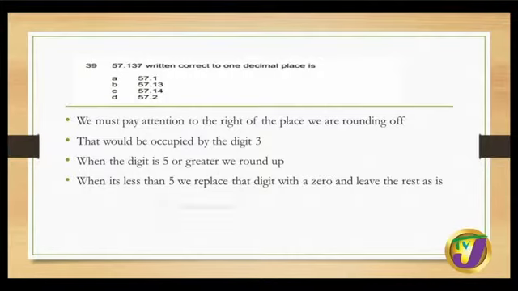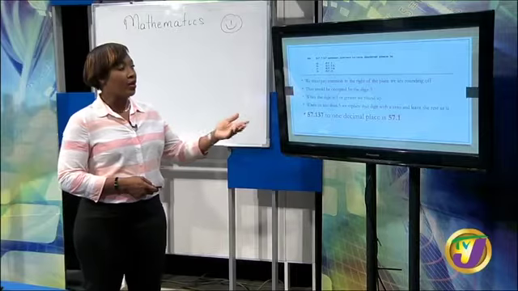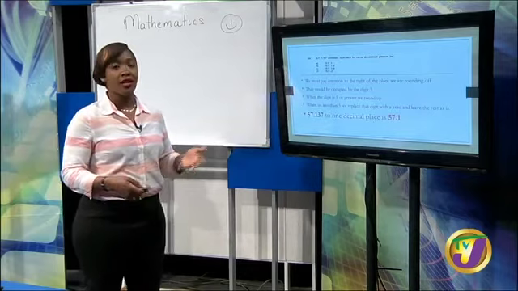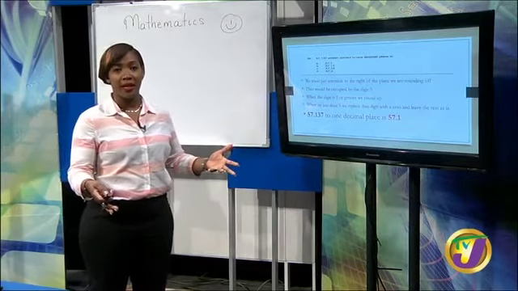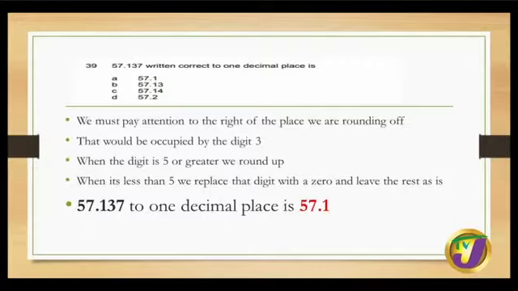So your answer would be 57.1. Now, yes, you could write the 2 zeros. However, those zeros are just holding place. They really don't have any value. So you can go ahead with 57.1.